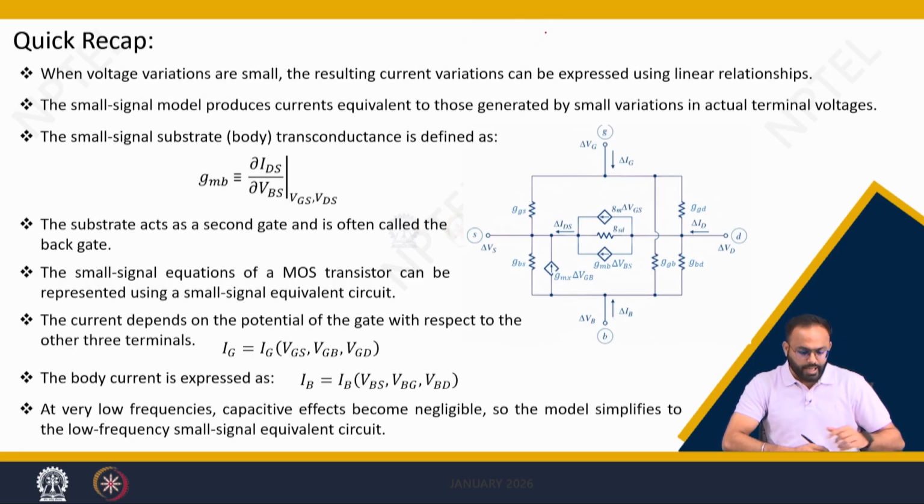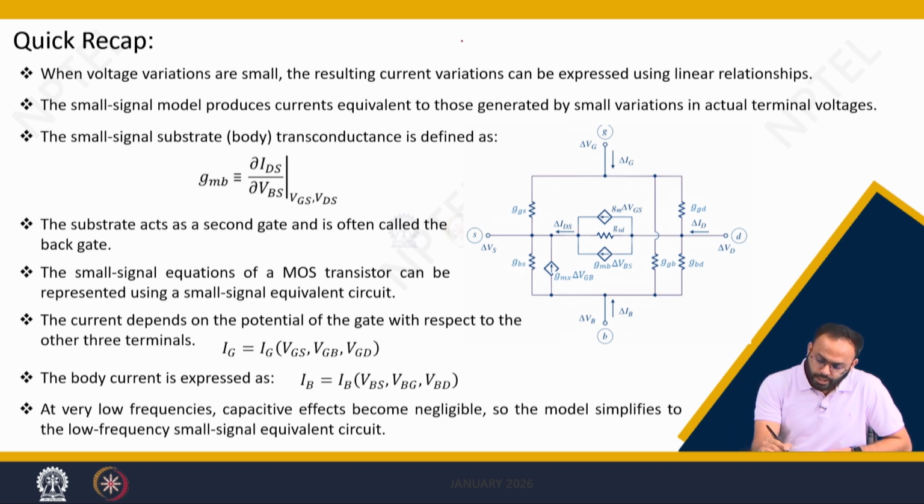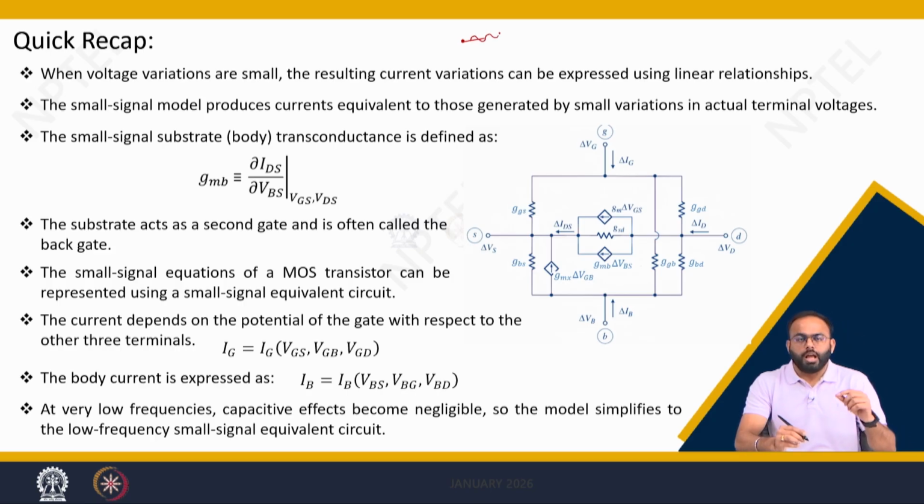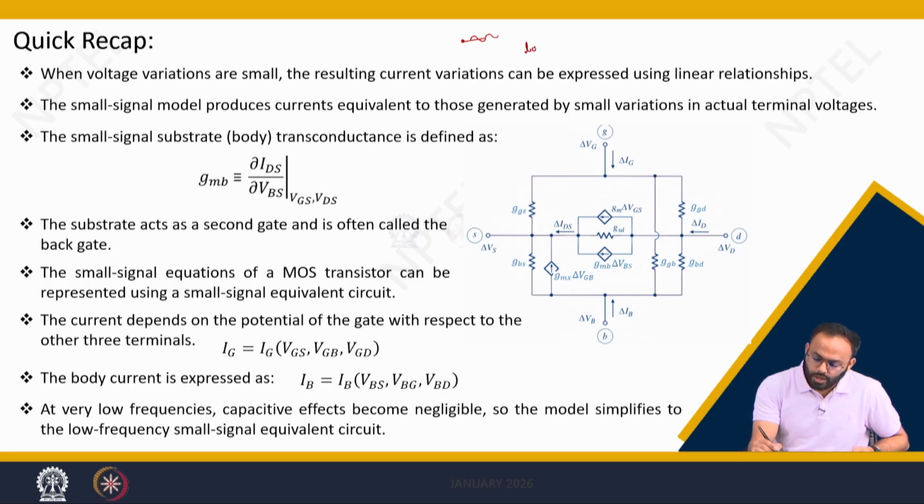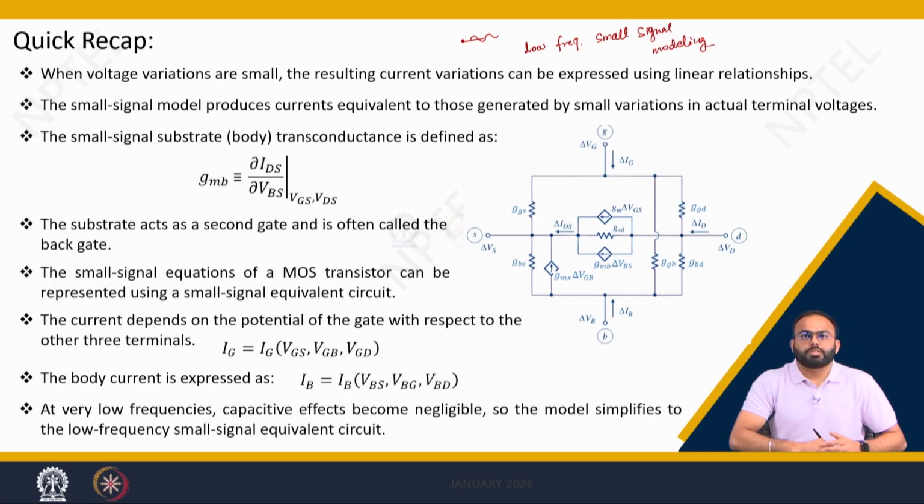So, let us do a quick recap. In the previous lecture we said that if the input signal magnitude is very small and the frequency is also small, then we can do a low frequency small signal modeling of a MOS transistor. When the input voltage varies very little, the variation in the output current is also very small, and hence we can linearize the system.